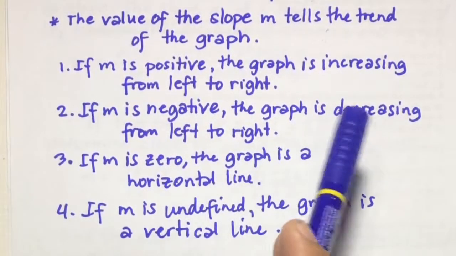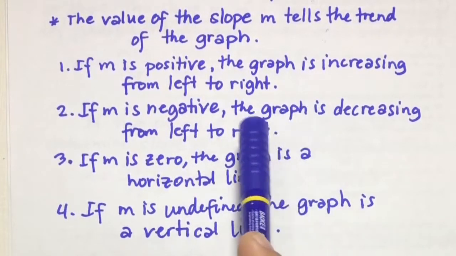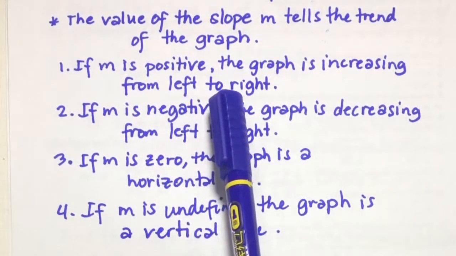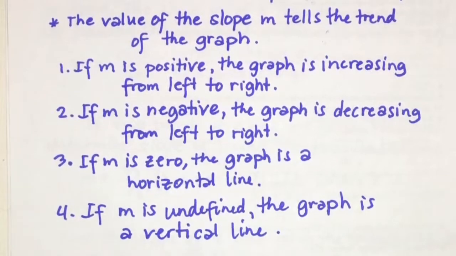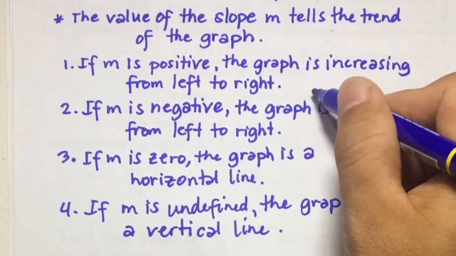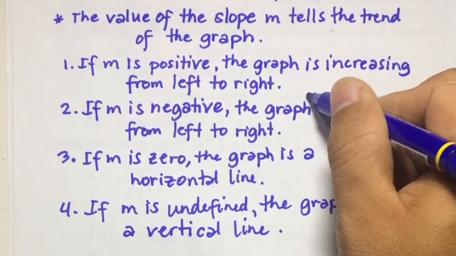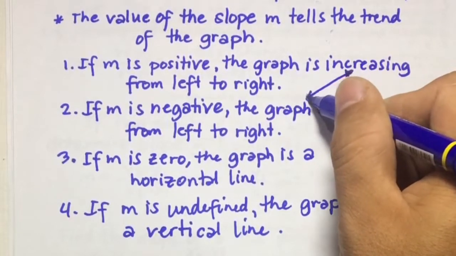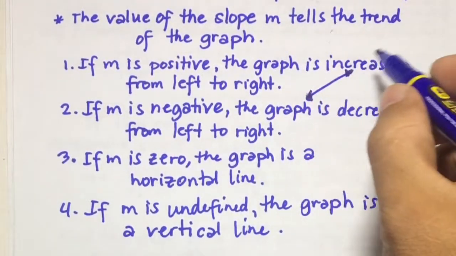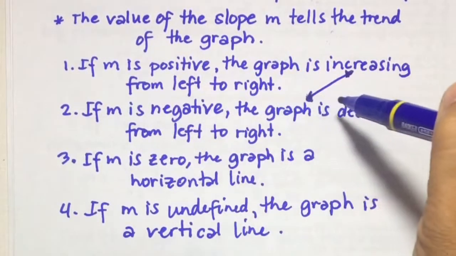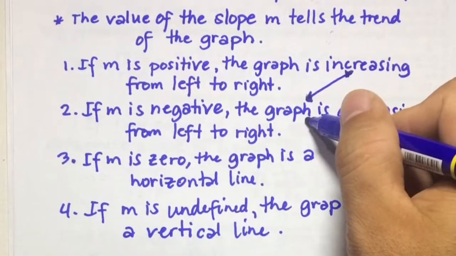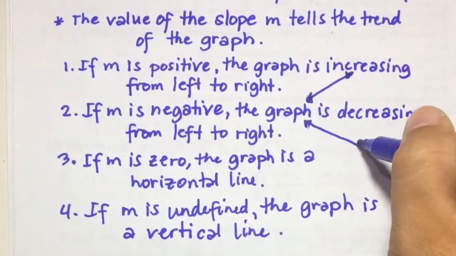So we have here the trend of the graph of a line using the value of the slope. Number 1, if m is positive, then the graph is increasing from left to right. So this will be the graph of a line where m is positive. Then if m is negative, then the graph is decreasing from left to right. So the graph here will look like this. From left to right, it will be decreasing.